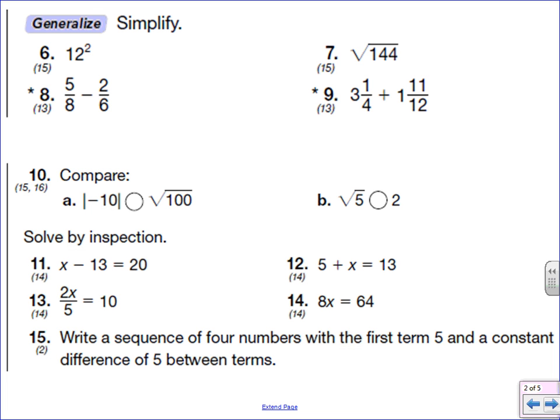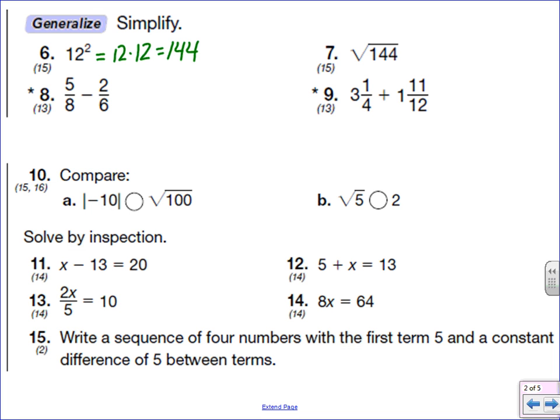In numbers 6 through 9, they ask us to simplify, and remember, we don't just reach for our calculator. These are to be done in your head or on paper with paper and pencil. We want to build our mental math skills. So in number 6, we have 12 squared. Well, that means 12 times 12, and that's one of those math facts that you should just know. 12 times 12 is 144. You should know your times up to about 12 or 13.